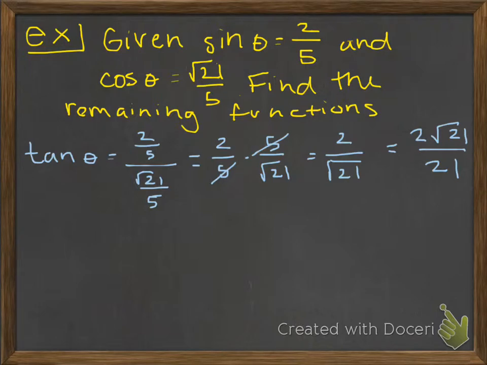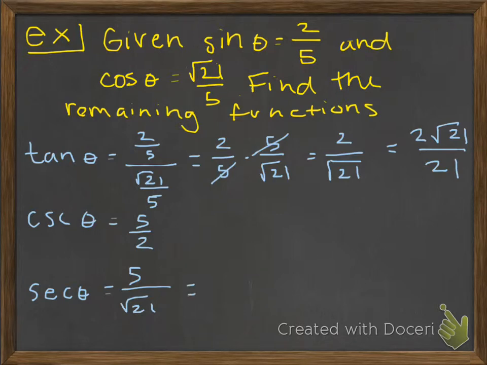So we know sine, we know cosine, we found tangent. Reciprocal identities are also the easiest to use. So if sine is 2 over 5, the reciprocal of that says it would be 5 over 2. So that's cosecant. Secant of theta is the reciprocal of cosine. So I take my cosine value and I flip that. So I have 5 over root 21. Again, we rationalize, and that just means I multiply top and bottom by root 21. So I get 5 root 21 over 21. Sorry, not square root, just regular 21.